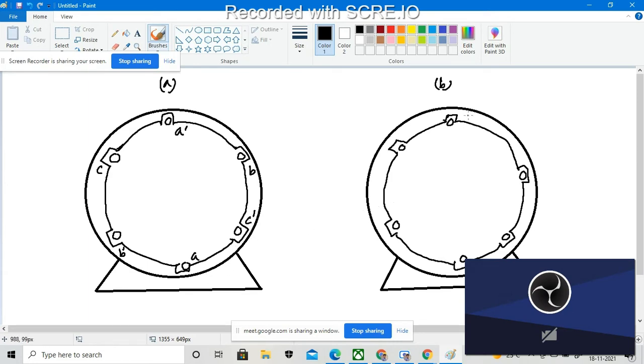Again, there also, this will be my A dash. This will be my A. This will be my B dash. This will be B. This will be C. And this will be C dash. Okay. So this particular figure A consists of a simple three-phase stator.